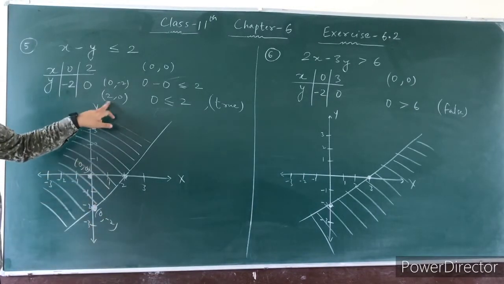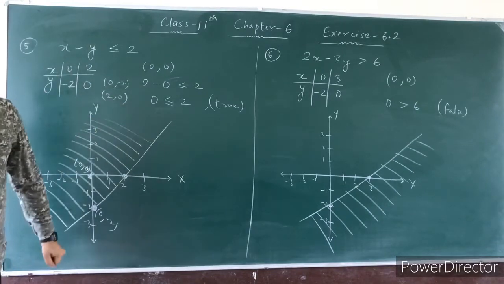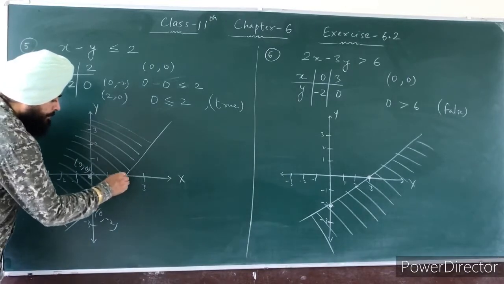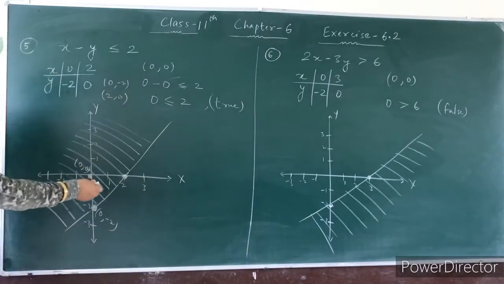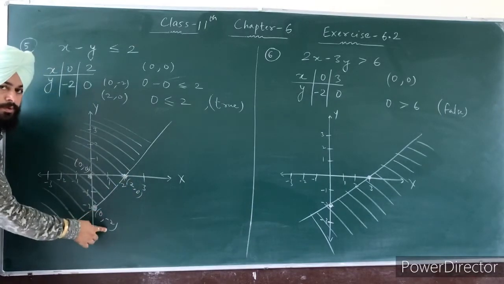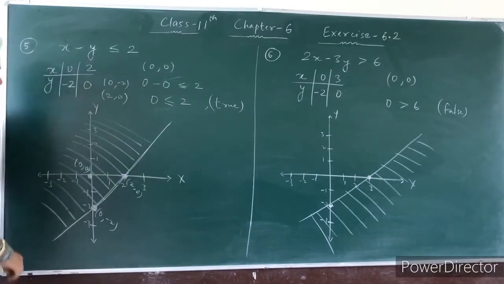The next point is (2, 0). So the value of x is 2 and y is 0. So y equal to 0 is on the x axis and x is 2, so you can plot it on the right side of the origin. Now you can join the points (2, 0) and (0, minus 2) with a scale. So this is the line.